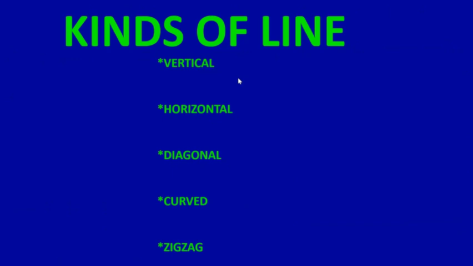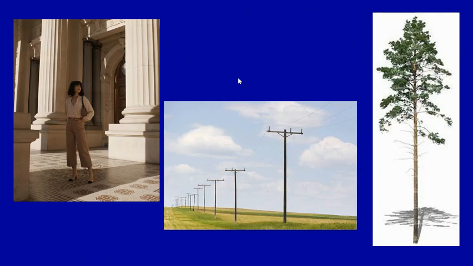So there's different kinds of line. We have vertical, horizontal, diagonal, curved, and zigzag. Vertical means up and down. So we see the lines of the columns behind this woman right here, and they have the fluting on them that creates these vertical lines. And then there's the lines of the telephone poles that are vertical, and the lines of the trees that are vertical.